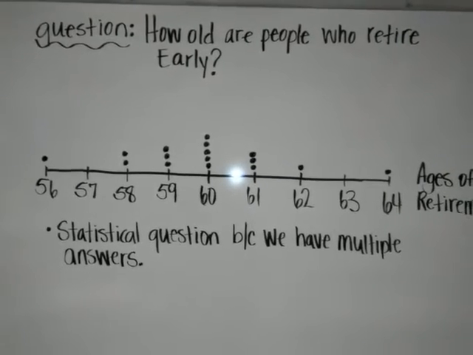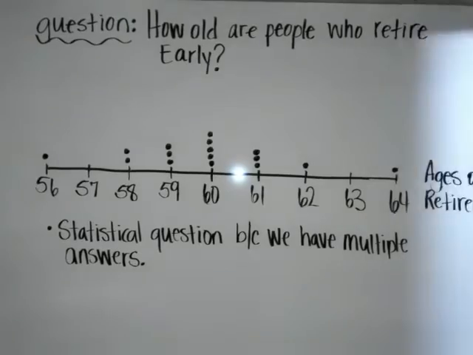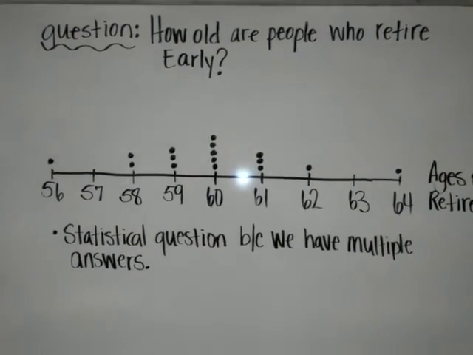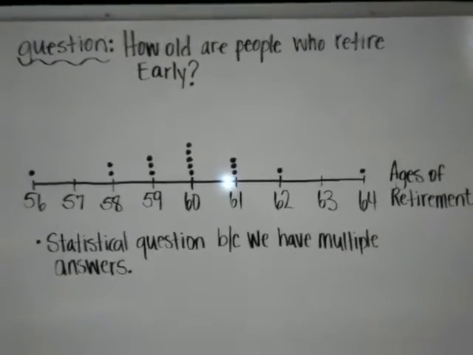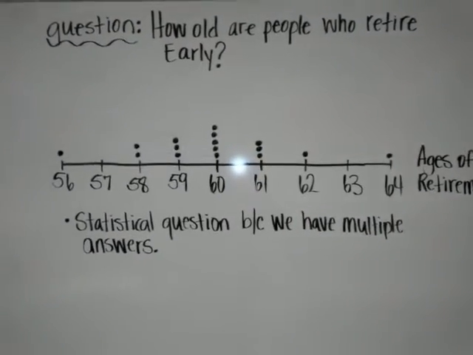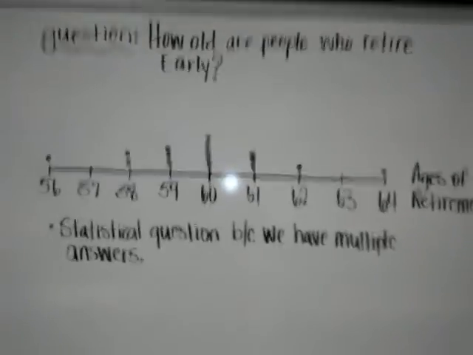A peak, think of a mountaintop. Where's the peak? A gap, it's literally a gap. And also a cluster. Think of grapes. It's literally going to be a cluster of numbers. All right, let's go ahead and identify those. I'm going to color coordinate this. Let's do the gaps first.